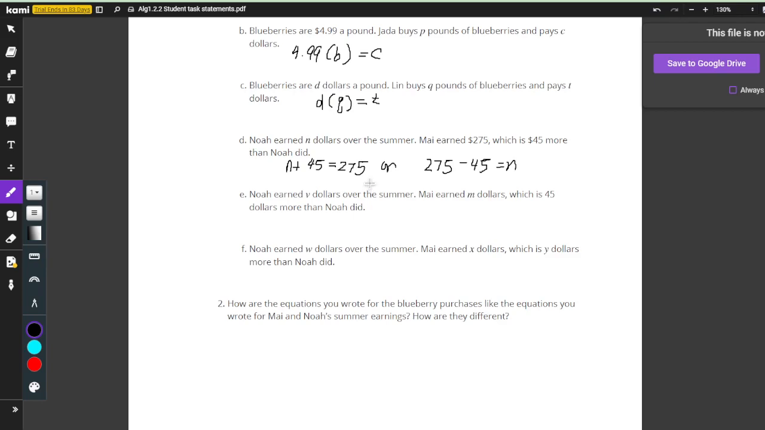Now it's probably going to tell us to do the same thing: get rid of a number and replace it with a letter. So we're going to figure out which one gets replaced. Noah earns V dollars over the summer. Mia earns M dollars, which is 45 more. So they took out two letters here. Noah was N, but now they changed it to V. So N becomes V. Mia was 275, which changes to M. And 45 stays the same. So V plus 45 is equal to M.